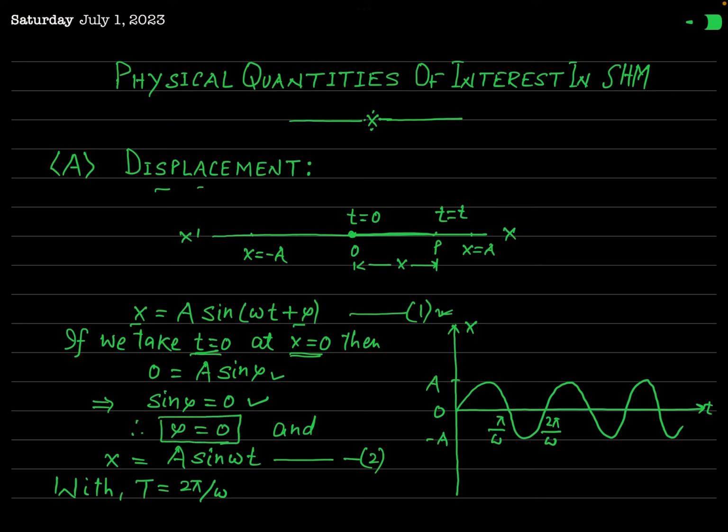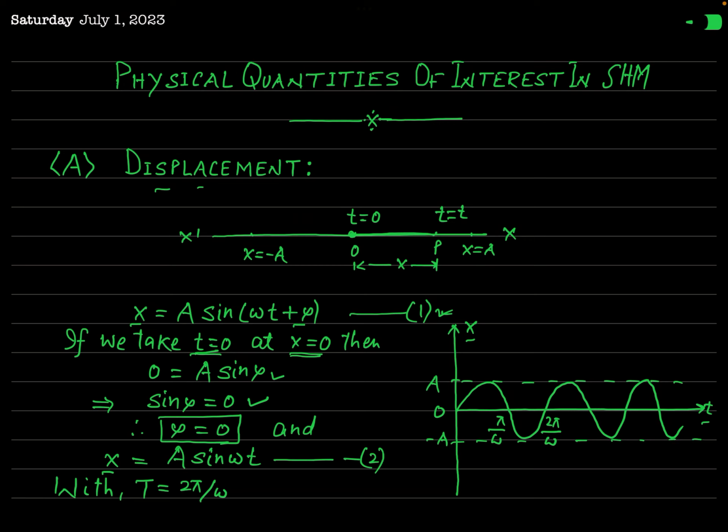So in this condition, the displacement x is given by a sine omega t, where the time period of this simple harmonic motion is capital T, given by 2 pi over omega. Actually, in this figure, I have shown the graphical plot of the displacement x against t. This is simply the graphical plot of the sine function, that is sine omega t, against t.